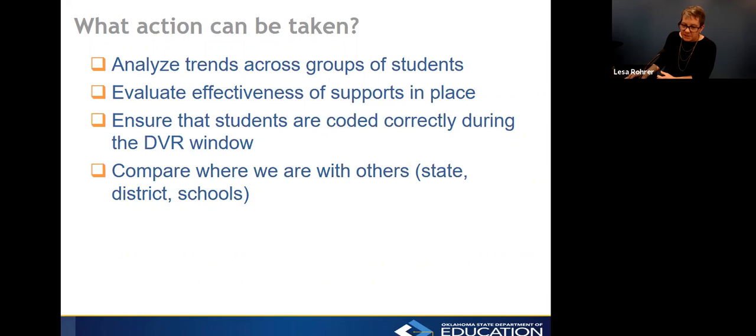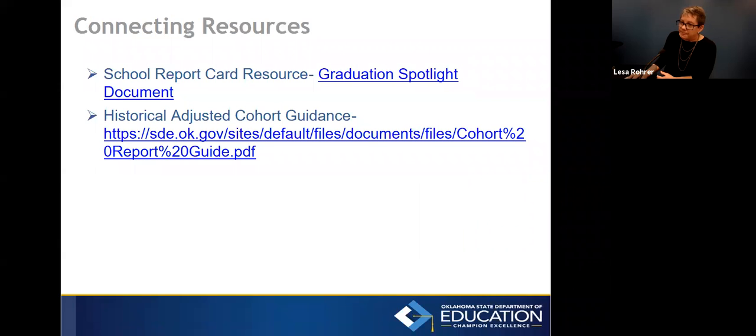I know that Misty was here before me talking about the adjusted cohort graduation window that's just opening, and that is also going to be available on our website so that we make sure that we have things coded correctly. That's what this guidance is for. Your historical adjusted cohort guidance is a good place to start as well, because the first thing to do is to make sure that our data is accurate. That's all of our indicators, and I know I went through them quite quickly, but I think you've heard about them before.